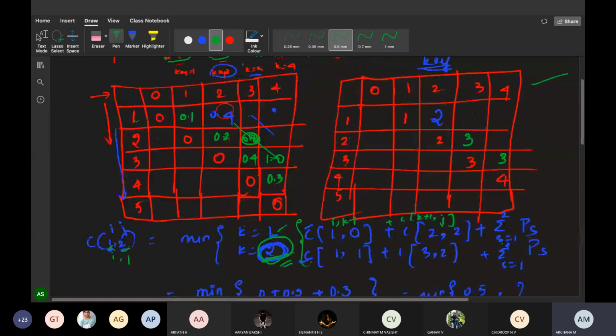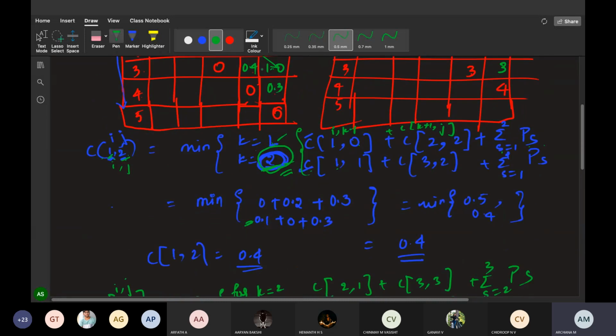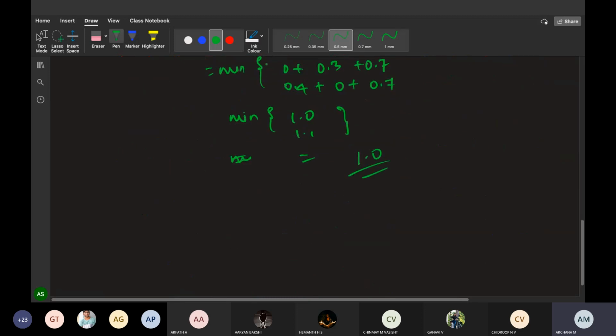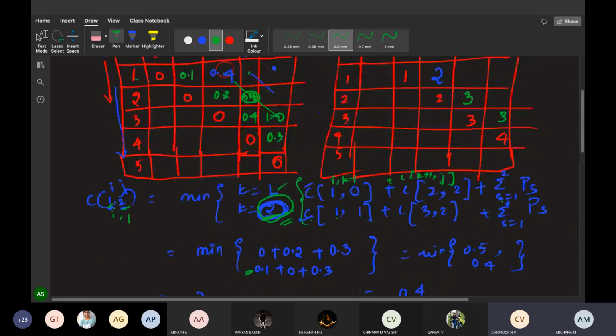Now same thing, we have to find this value, C of 1, 3. But here the k values will be what? This diagonal's k values will be 3. You have to calculate 3 different k values for that. Okay, now what do I have to find out? C of 1, 3, not 4. Now I have to find out 1, 3.